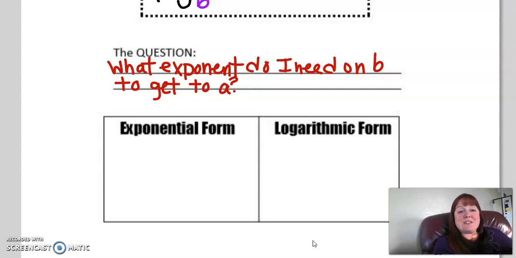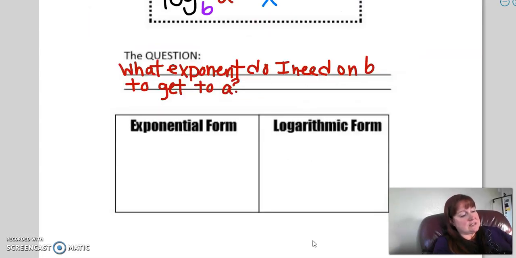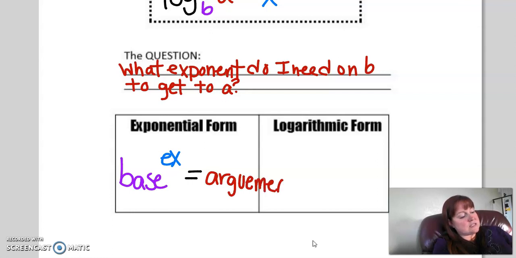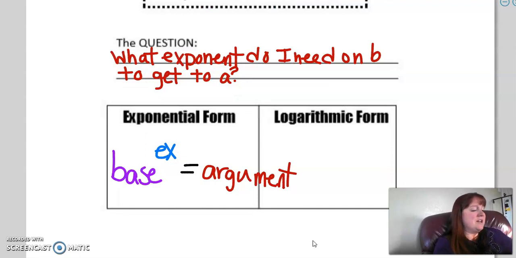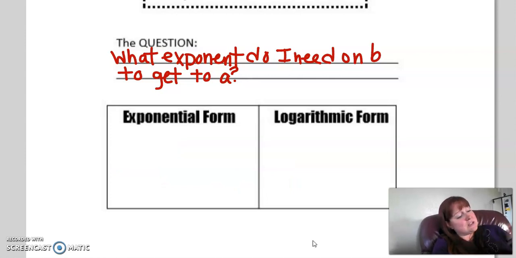So basically a log is just a way to rearrange an exponential form so that we can solve for an exponent. Exponential form looks like this: base to the exponent equals the argument, because remember, the argument is inside the log. That's part of our song too. The thing inside the log is called the argument. Don't start an argument. And the answer to a log is an exponent.